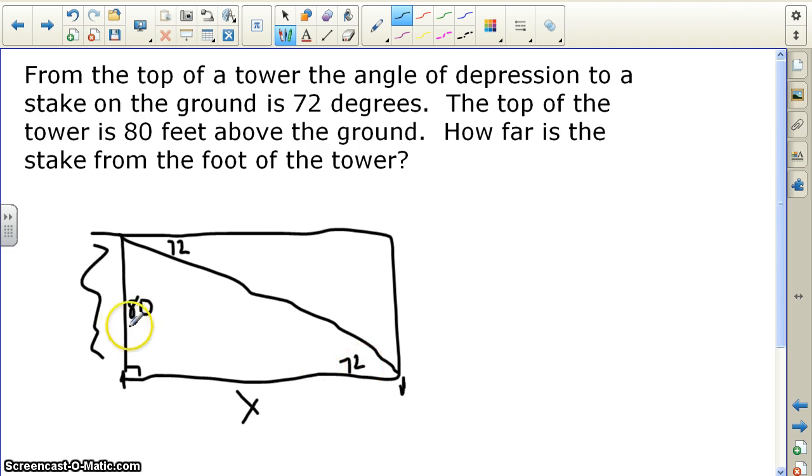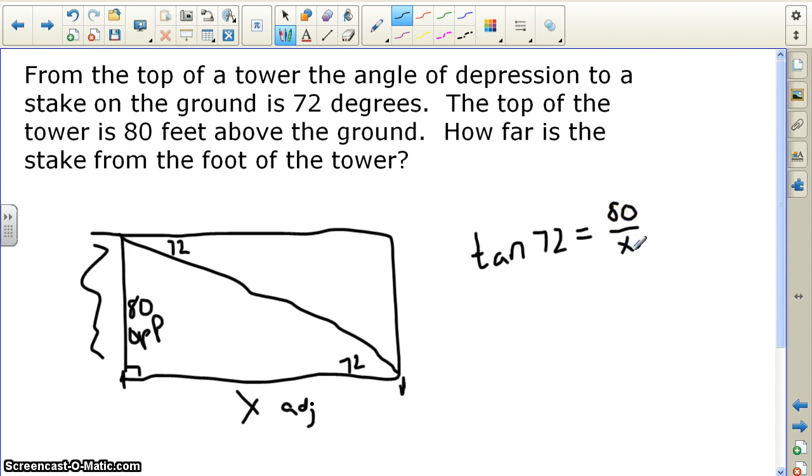All right, so I've got what I need. This 80 is going to be my opposite, and this x is going to be our adjacent. Well, I've got opposite and adjacent, so that's going to be tangent. I know my degree measure this time. It's 72. I know my opposite side, because remember tangent is opposite over adjacent, so that's 80 over x.